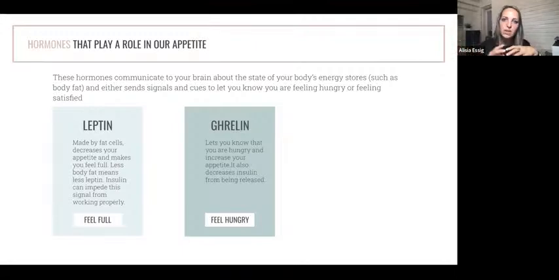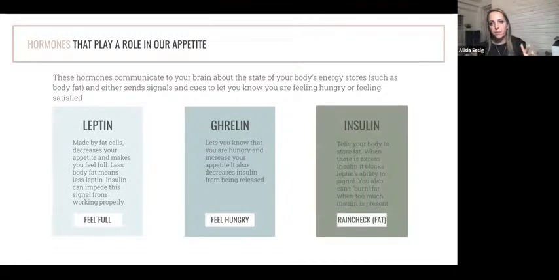But ghrelin, it's like when your stomach growls, the ghrelin lets you know that you're hungry. So when you're hungry, your stomach growls, that ghrelin is telling you that you need to eat. It also will decrease insulin from being released, because you're hungry. Okay. So how does insulin play a role with leptin and ghrelin? Well, insulin tells your body to, number one, unlock the door that lets sugar into your bloodstream, not just your sugar, but when you're eating food in general, and it turns into glucose in your body, and then your cells need it, right?